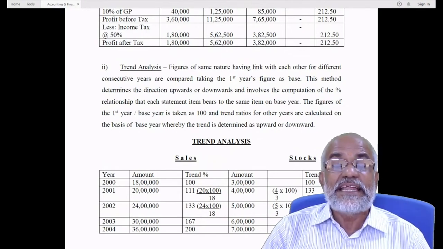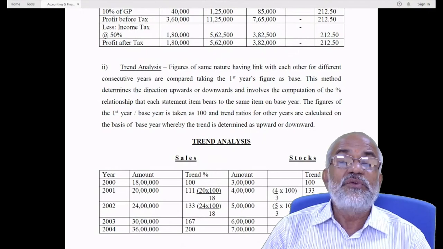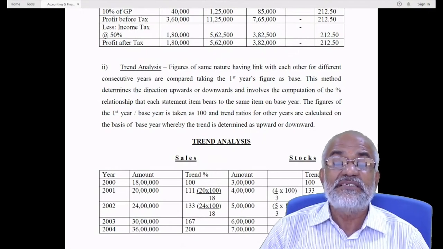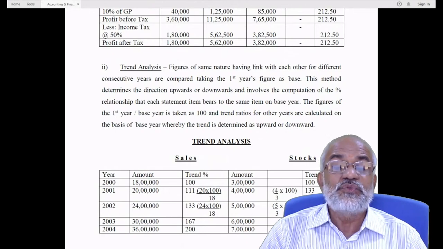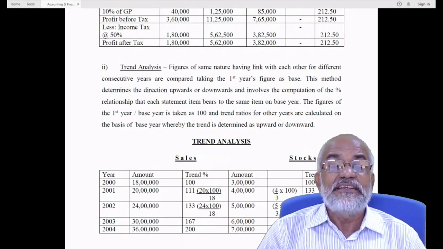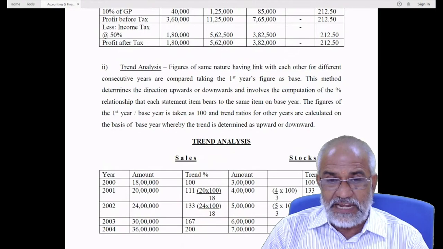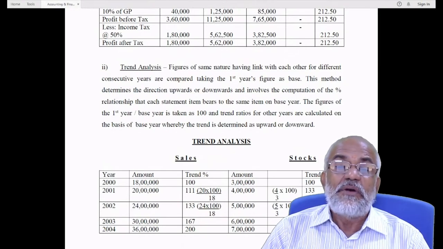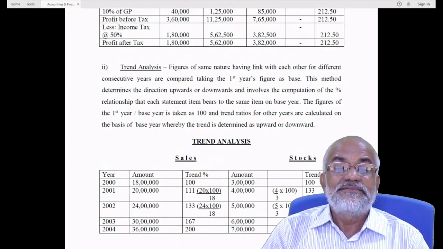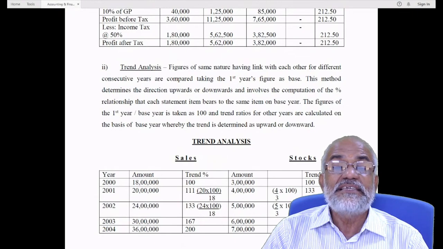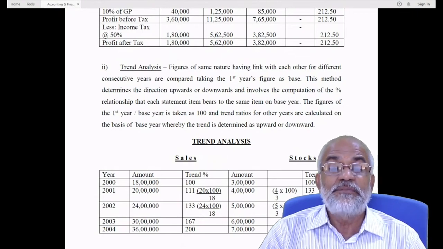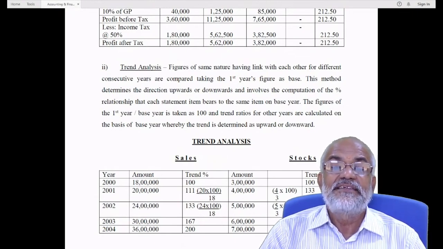When you calculate the trend, let us calculate the trends for the sales for the past year. When it is taken as 100, the base year is 2000, and for that year, the trend is fixed at 100%. The amount was 18 lakhs. So for the second year, that means for 2001, the sales increased to 20 lakhs in comparison to the sale of the base year at 18 lakhs.